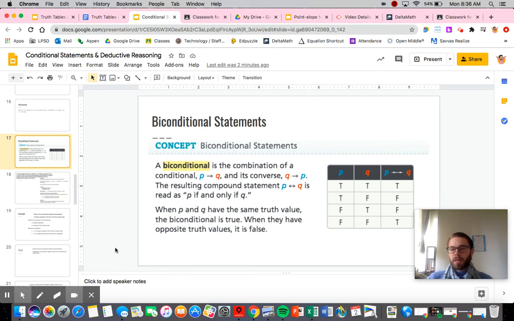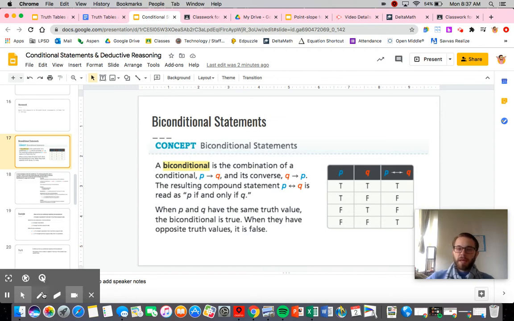Hi, everyone. Just wanted to take a minute to talk about biconditional statements. I'm not going to spend a whole lot of time on these, but they are important to know for your future math careers. Ultimately, they're the scenario where we are talking about both P implies Q and Q implies P. So a biconditional is just a combination of P implies Q and the converse Q implies P, resulting in P if and only if Q.